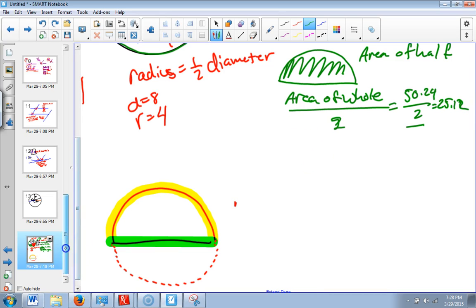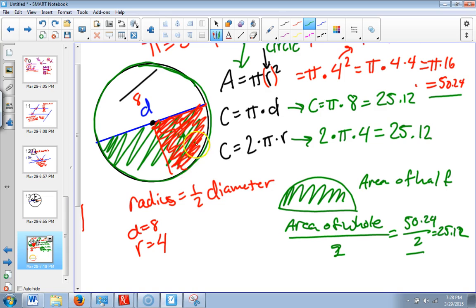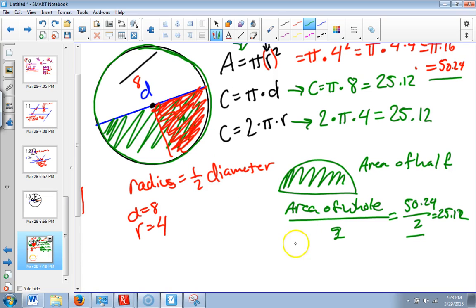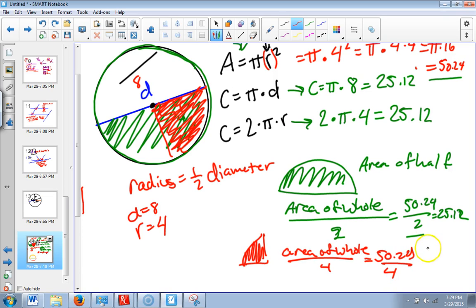Now if I wanted just a quarter of the circle, so this red region shaded in right there, that's 1/4 of a circle. That's 1 part out of 4. So in order to get the red section, I just think, how many pieces of the circle do I want? I only want 1 out of 4 possible pieces, so I need to divide my circle into 4. That would be the area of the whole over 4, so 50.24 over 4, and that gives me 12.56.